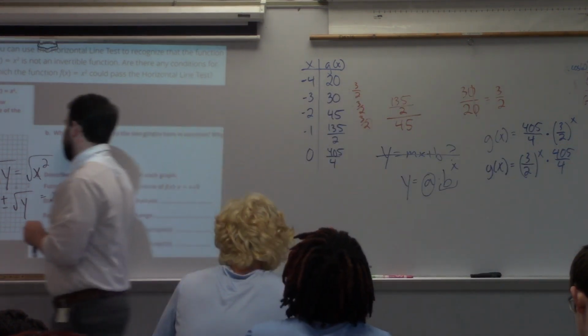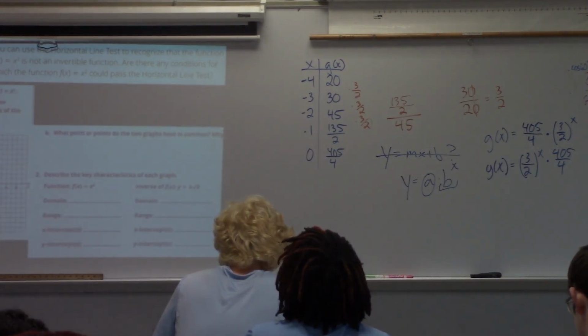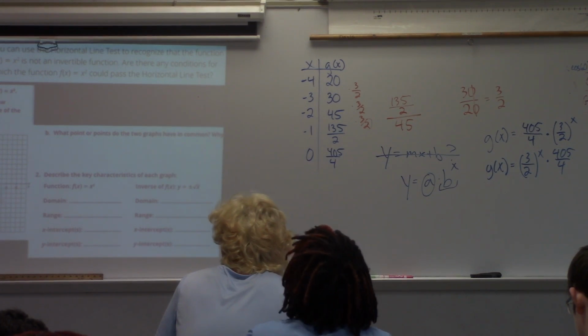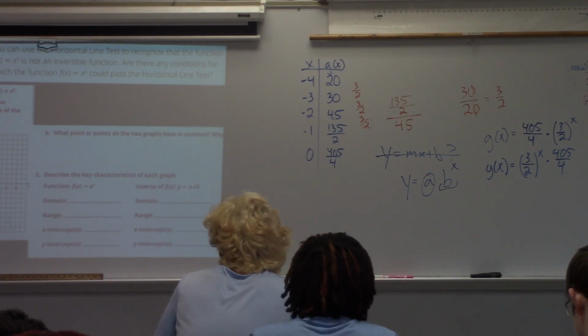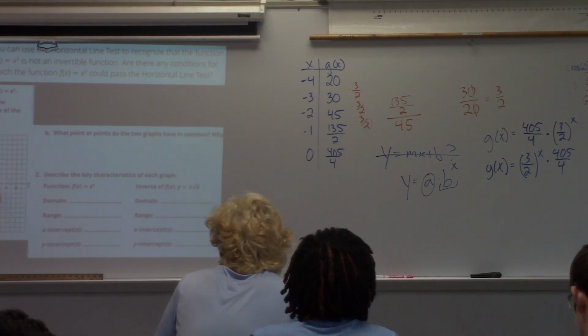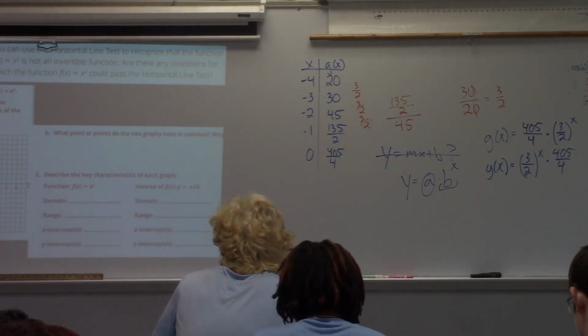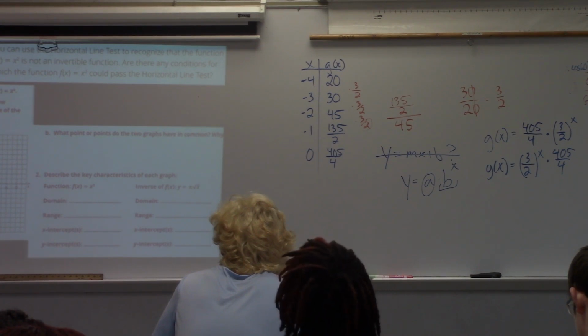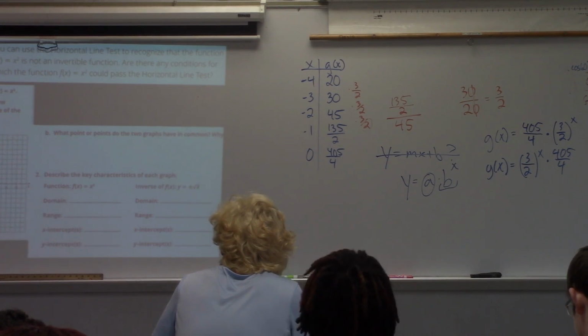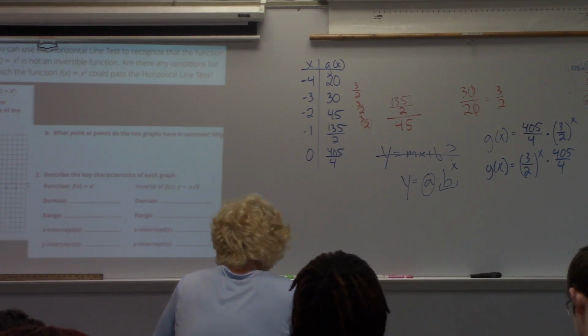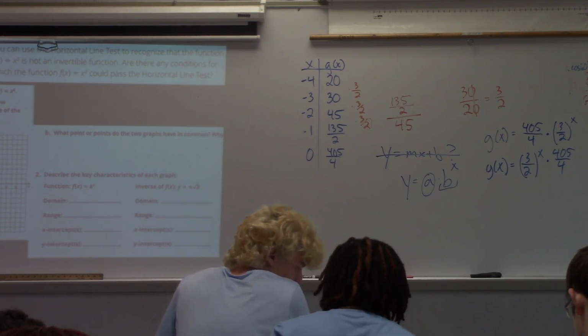I should have gone ahead and graphed this on here. So remember, -3, 9, -2, 4, -1, 1, 0, 0, 1, 1, 2, 4, and 3, 9. That is my original function. What was that original? f of x equals x squared. And what notes did we write down yesterday to get the inverse of that f of x?